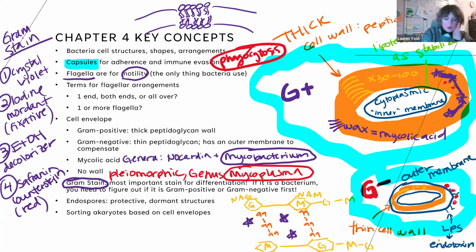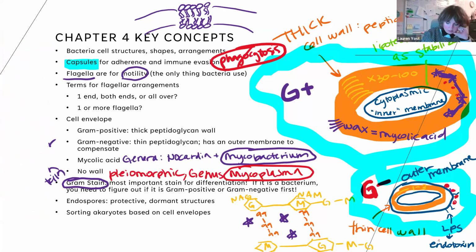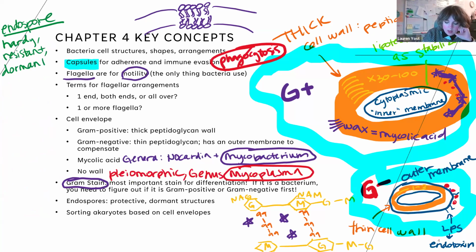There's one more subset of our gram positives that I want to talk a little bit about. I'm just cleaning up my screen. And that is our endospore formers. An endospore is a hardy, resistant, completely dormant, and inert structure. It's not doing anything except waiting out for better conditions.